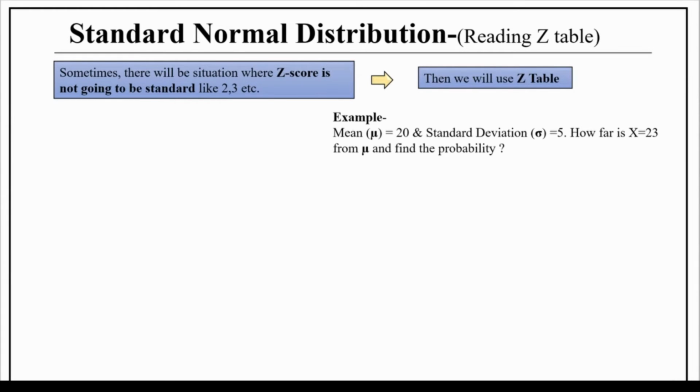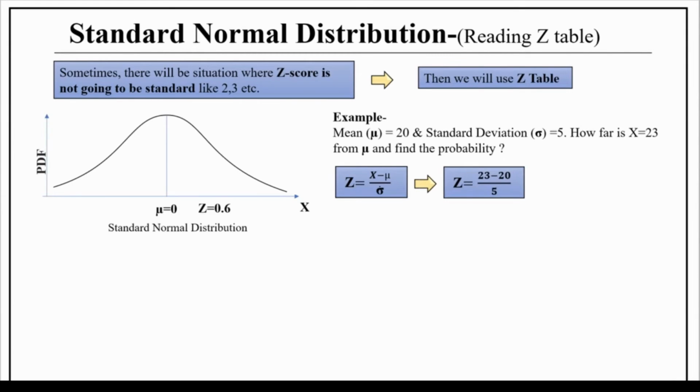So here the mean is 20 and the standard deviation is 5. We need to find how far x, which is 23, is from the mean, and its probability. Using the Z generalized formula, that is x minus mu divided by standard deviation, and putting the values in the formula, we get Z equal to 0.6. You can also see Z equal to 0.6 in the standardized normal distribution.